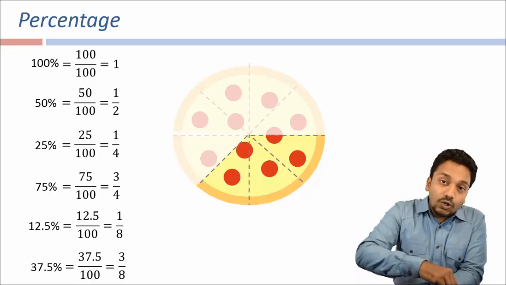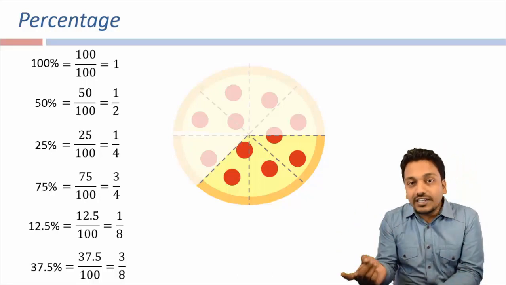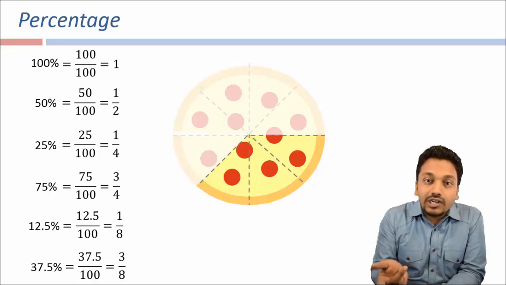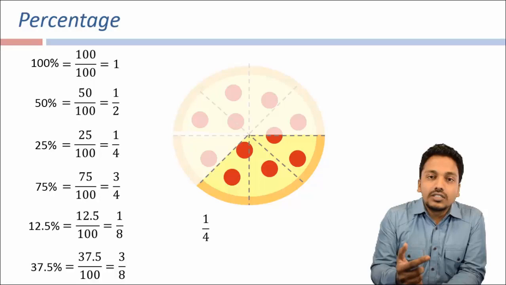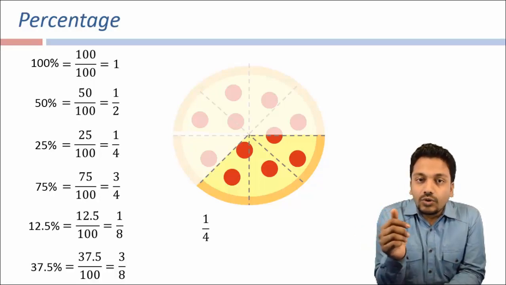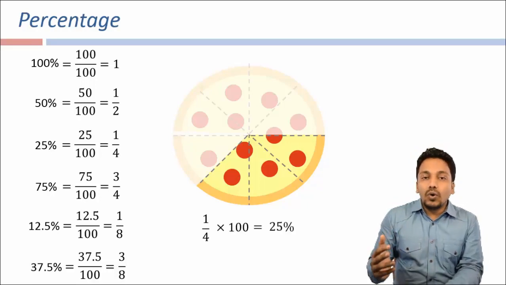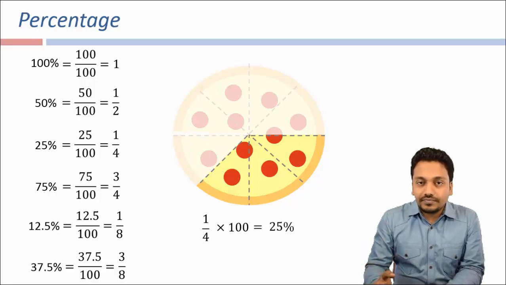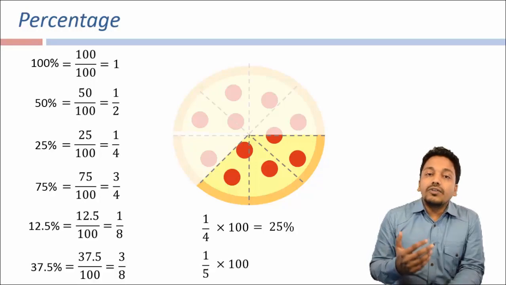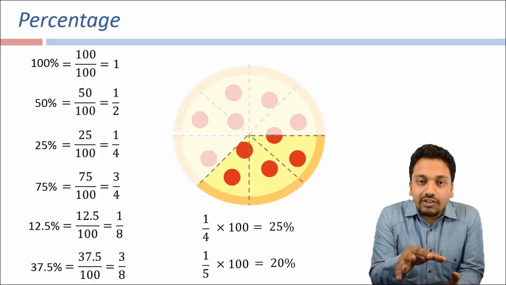Now, what if you have to convert the fraction again to percentages? For percent to fraction, you divide by 100. To convert fraction to percent, what will you do? You will simply multiply by 100. You will do the reverse process. Suppose you have 1 by 4 and you want to convert it into percent. You multiply 1 by 4 by 100, and the answer would be 25%. Similarly, 1 by 5 would be 1 by 5 into 100, that would be 20%. So let us see this percent fraction equivalence in more detail.